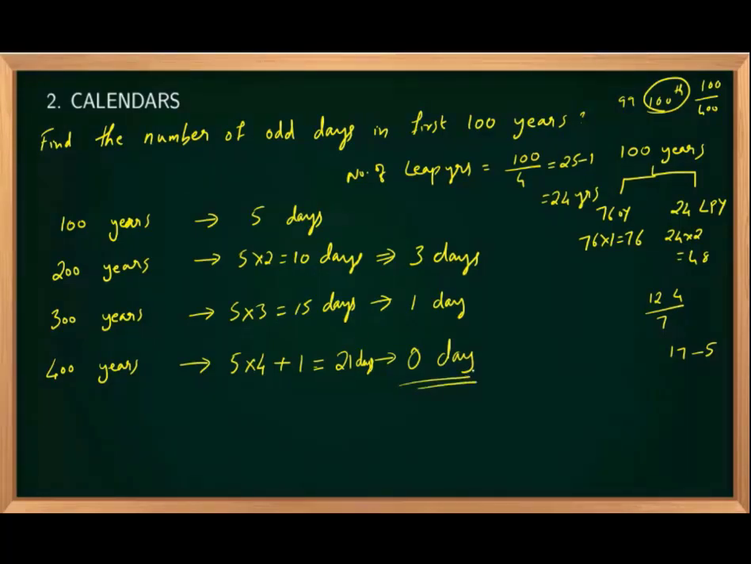So from this, the number of odd days in the first 100 years is 5 days, the first 200 years is 3 days, the first 300 years is 1 day, and for the first 400 years, it will be 0 days. Is it clear? Okay.